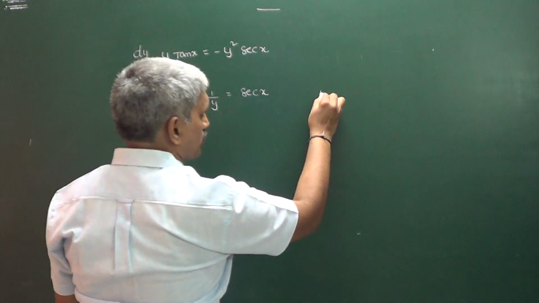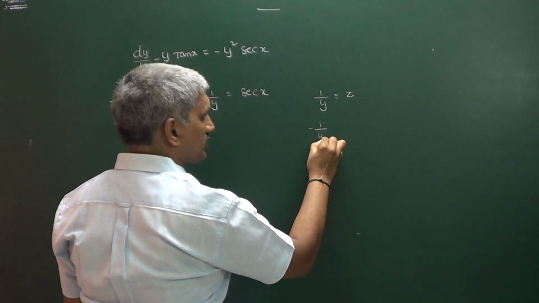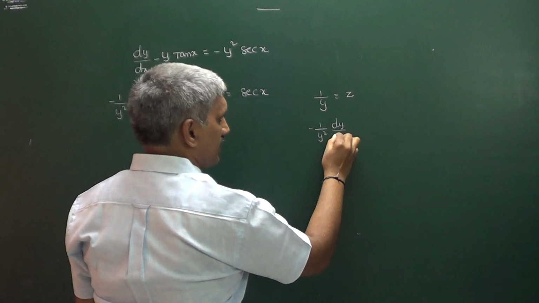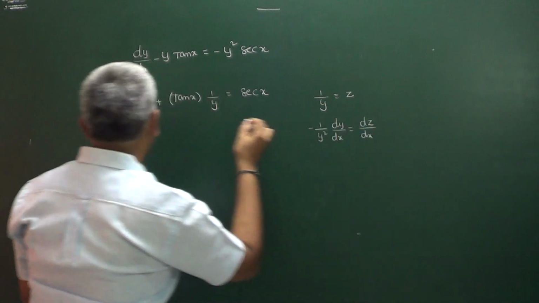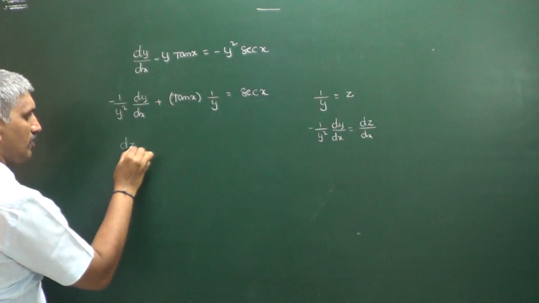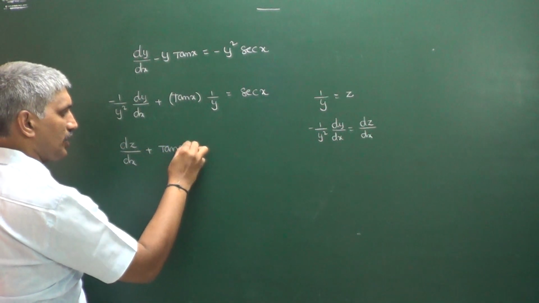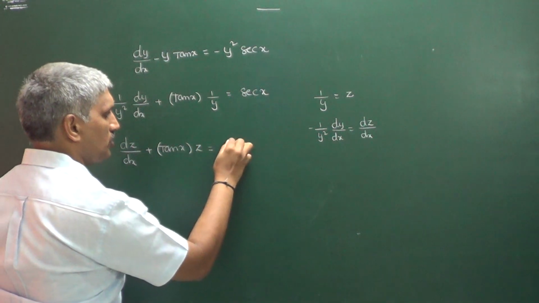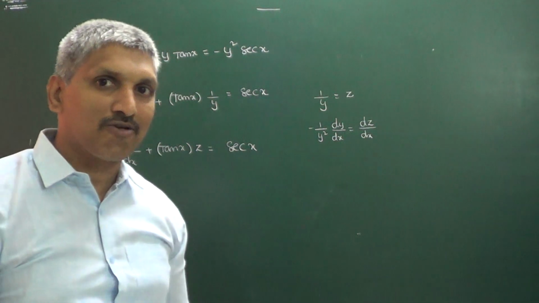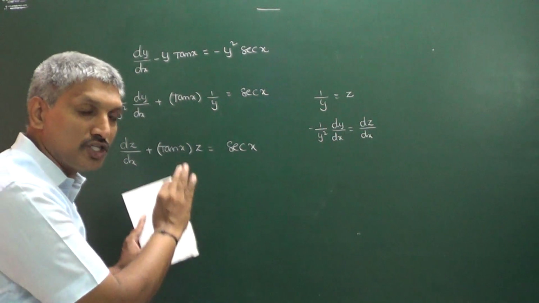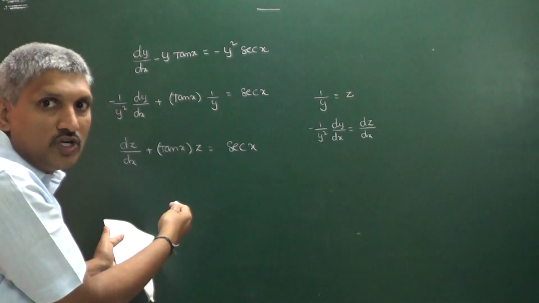Now we take the substitution 1 by y is equal to z. Then minus 1 by y square into dy by dx is equal to dz by dx. Now the equation changes as dz by dx plus tan x into z is equal to secant x. Now it is a linear differential equation. You know how to solve the linear differential equation. I am just discussing this question, and for the remaining questions I will leave it up to this step, once the equation is converted into linear.